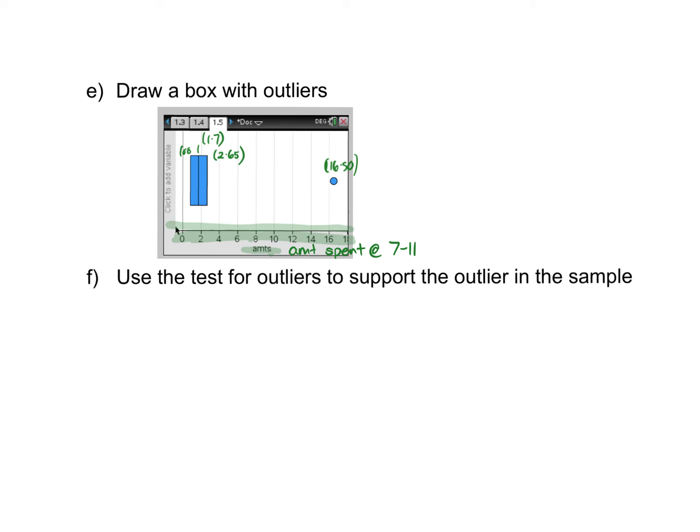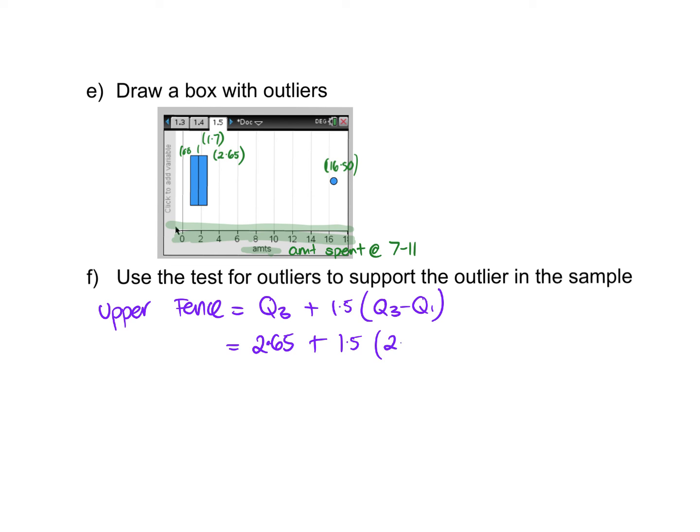So they're saying sort of prove that 1650 is an outlier. Because it's an upper outlier, we would be looking for the upper fence formula. So the upper fence is Q3 plus 1.5 times Q3 minus Q1. So we've got all that data there. We've already found it. So 2.65 plus 1.5 times, minus, what was that one? 0.8, I think. Yep. And we end up with 5.425 is the upper fence.